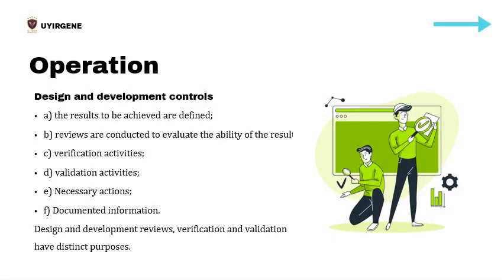Design and development controls. The organization shall apply controls to the design and development process to ensure that the results to be achieved are defined. Reviews are conducted to evaluate the ability of the results of design and development to meet requirements. Verification activities are conducted to ensure that the design and development outputs meet the input requirements. Validation activities are conducted to ensure that the resulting products and services meet the requirements for the specified application or intended use. Any necessary actions are taken on problems determined during the reviews, or verification and validation activities. Documented information of these activities is retained.